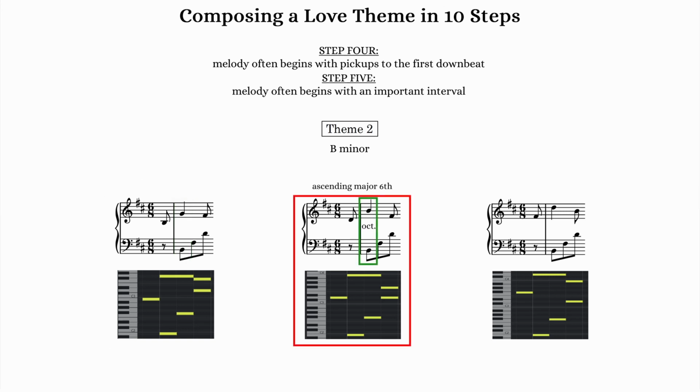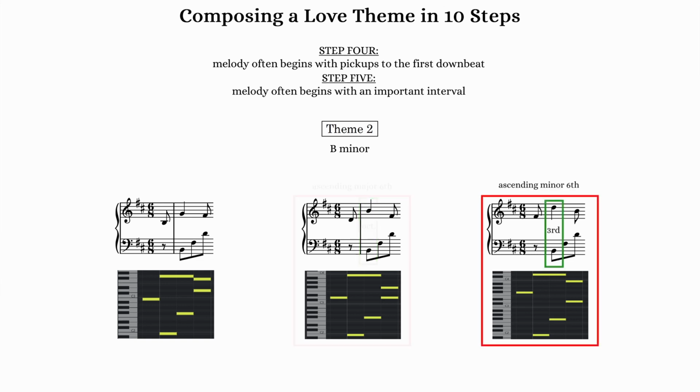The second one here starts on the 3rd scale degree in B minor and ascends a major 6th to the tonic note B. This forms an octave interval above the bass note. And the third option here starts on the 5th scale degree, the F sharp, and ascends a minor 6th to the 3rd scale degree in B minor, the D. This forms a 3rd interval over the bass note.